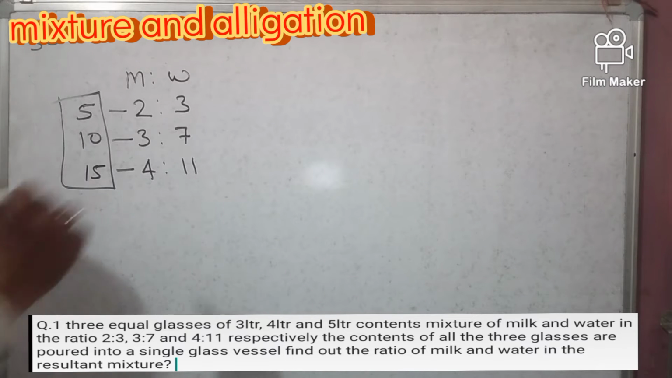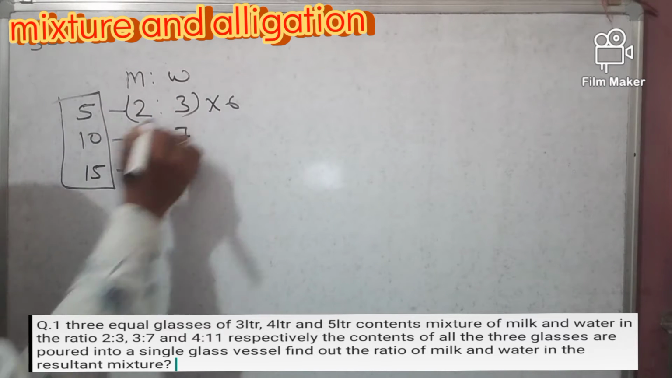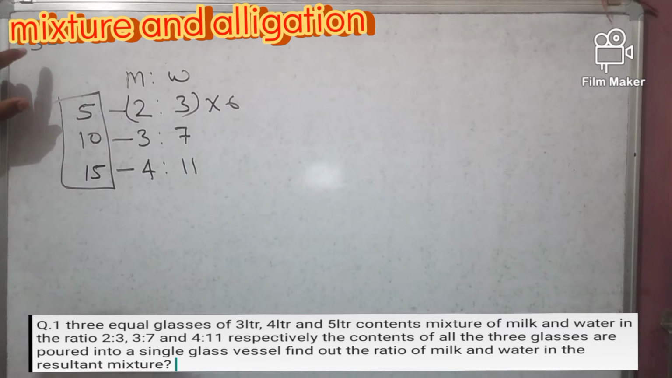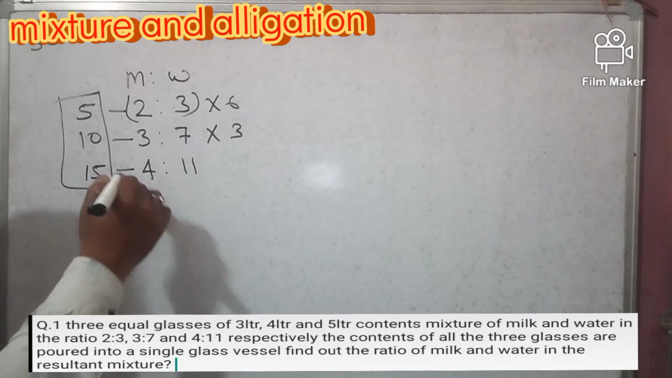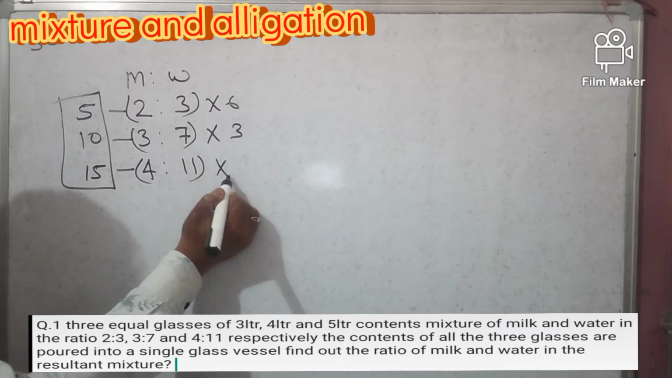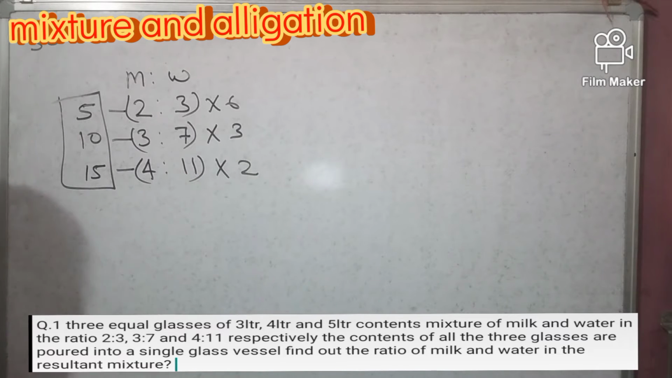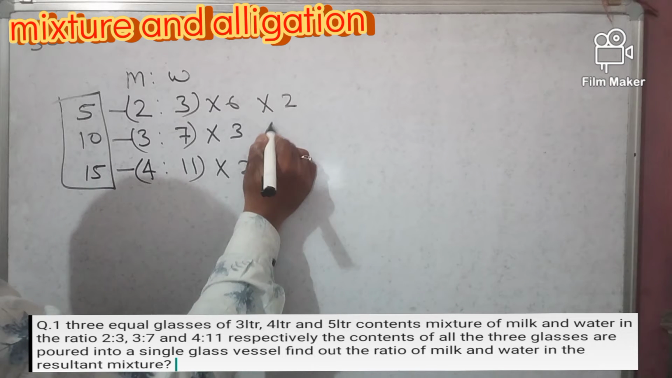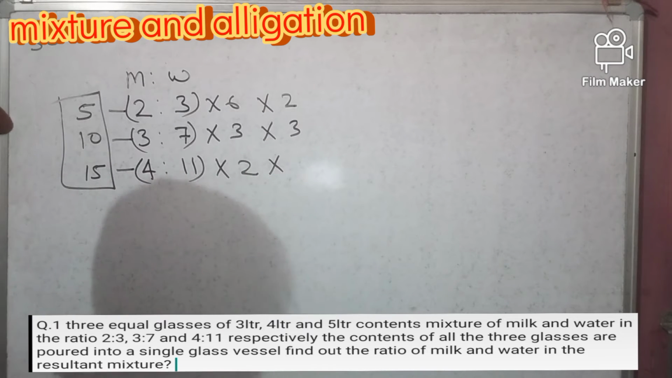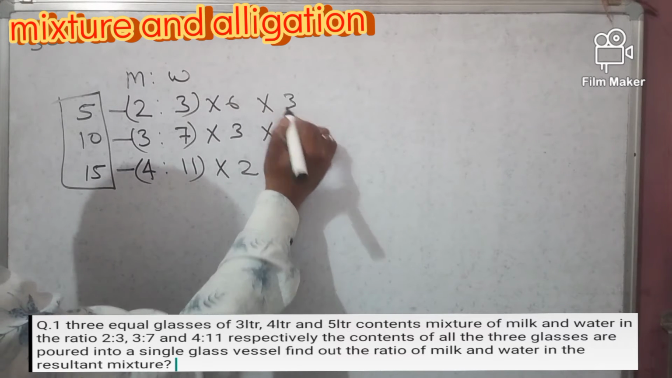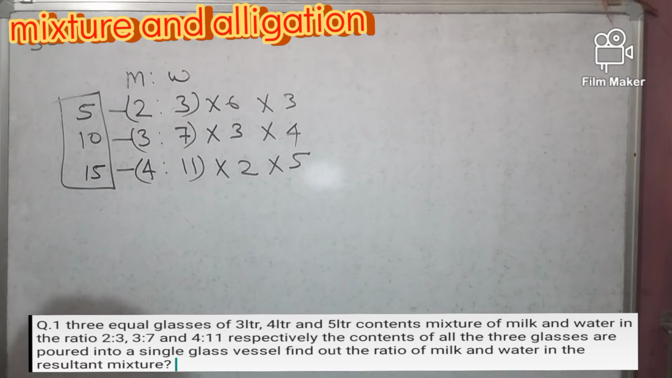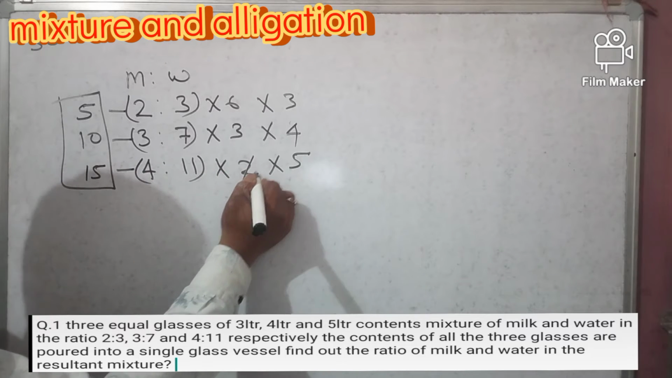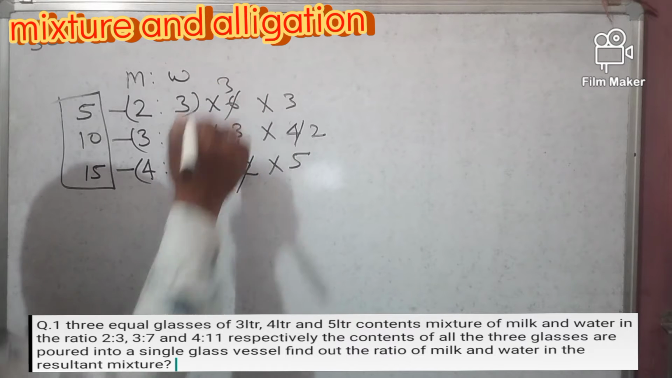5 goes 6 times, so multiply the whole ratio with 6, and 10 goes 3 times into 30, so multiply with 3. Now 15 goes 2 times, so multiply the whole ratio with 2. And the capacity of the first vessel is 3, the second vessel 4 and the third vessel 5.